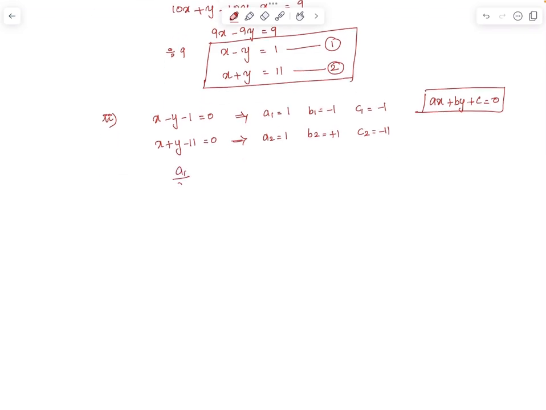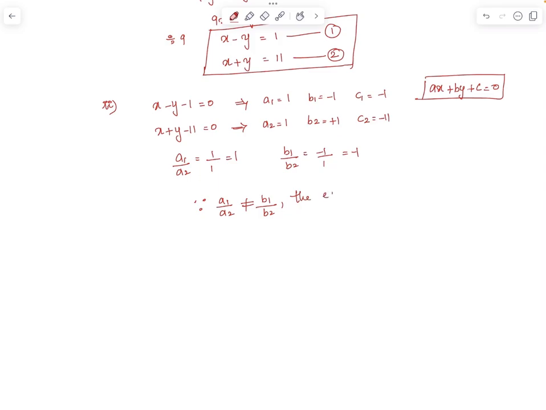The ratio a1 upon a2 is 1 upon 1, which is 1. The ratio b1 upon b2 is minus 1 upon plus 1, which is minus 1. Since a1 upon a2 is not equal to b1 upon b2, the equations have a unique solution.